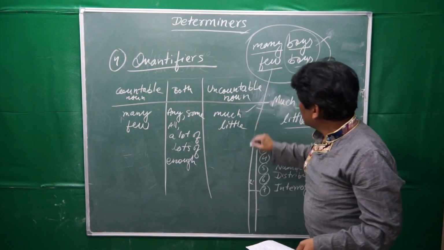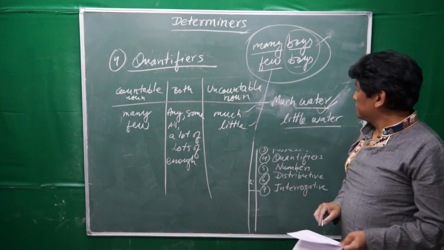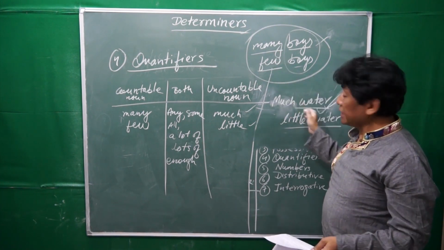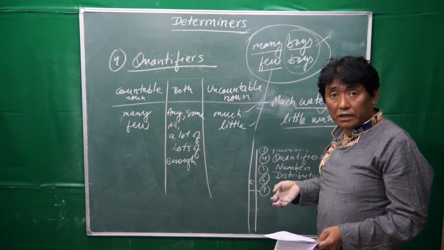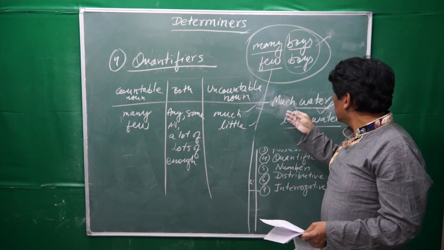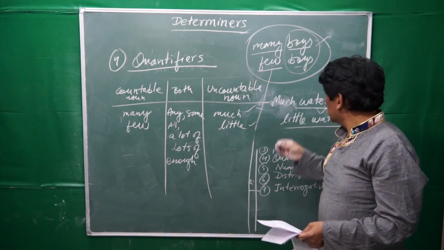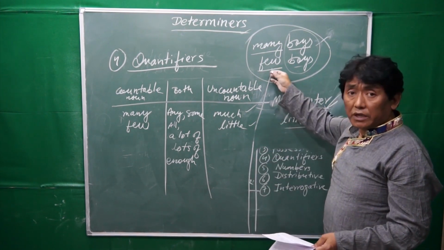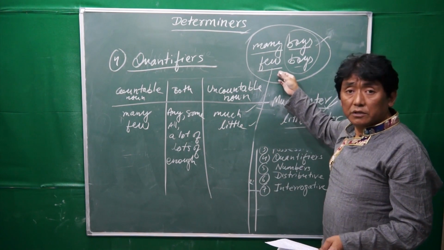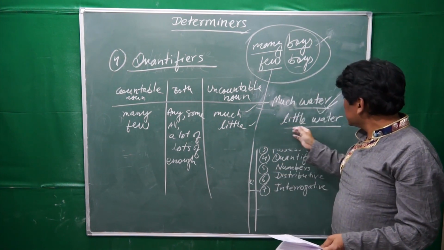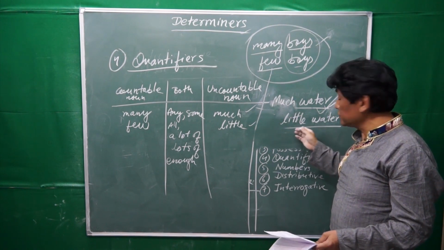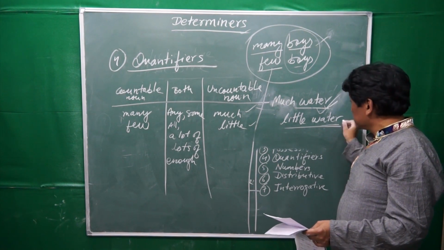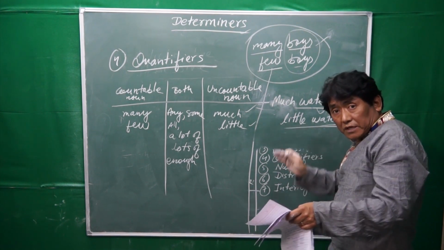Now here we have uncountable nouns, much and little. This water you can see here is uncountable. We cannot write "I have many water." We cannot write that. What we can write is we have much water. Okay, much water. And in the same way, if we have less water, then we cannot say we have few water, because few we use in front of countable nouns. And little water we use. In front of water, we use little water. This water noun is being determined by this little to show that we have less water.